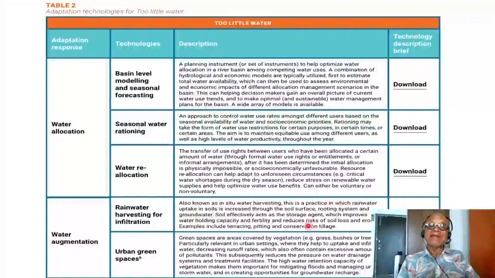Agroforestry is another big method that I love that does rainwater harvesting, or at least enhances soil moisture retention and groundwater recharge, nutrient retention, crop yields, etc., even during normal years. Urban green spaces. Green spaces are areas covered by vegetation such as grass, bushes, and trees, particularly relevant in urban settings where they help to uptake and infiltrate water, decreasing runoff rates, which also often contain excessive amounts of pollutants.